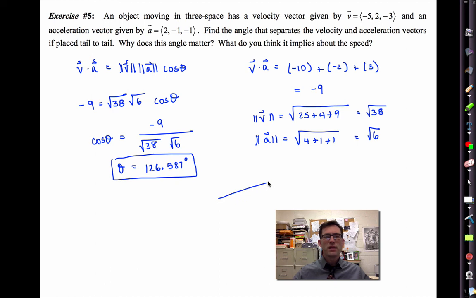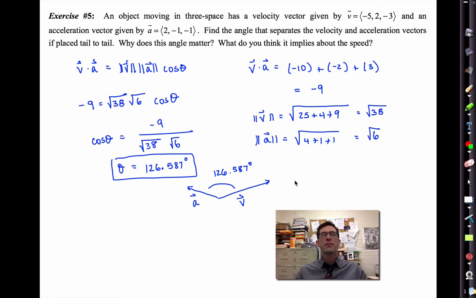Now think about that. What that means is that if I drew the two vectors, forget about their lengths, just sort of drew them, they're kind of like this, 126.587. Now the reason that that angle matters is that the acceleration is what's forcing the velocity to change. Now in multidimensional motion, the acceleration not only changes the length of the velocity, but it also changes the direction that the velocity points in. So that's maybe why the angle matters.